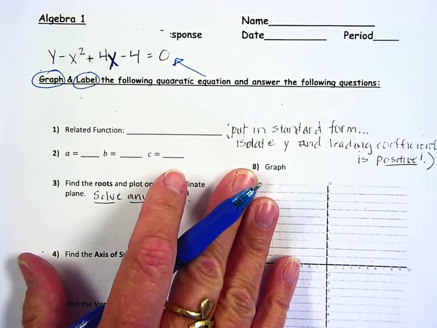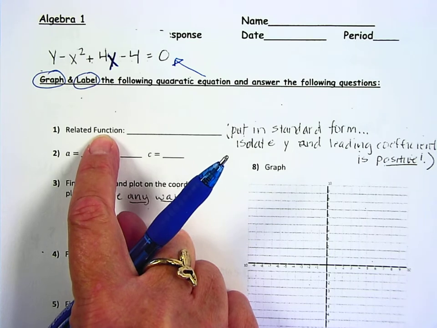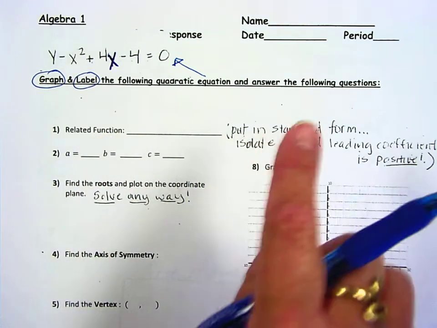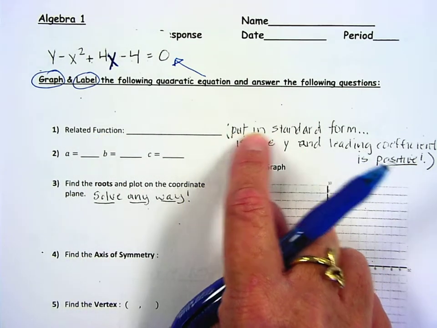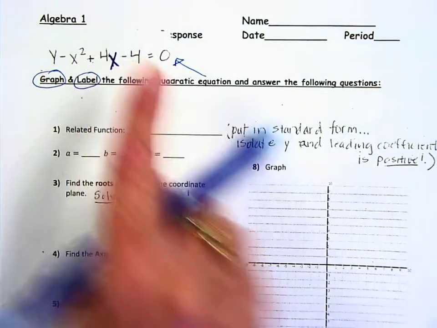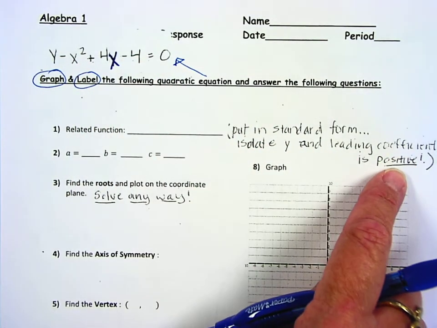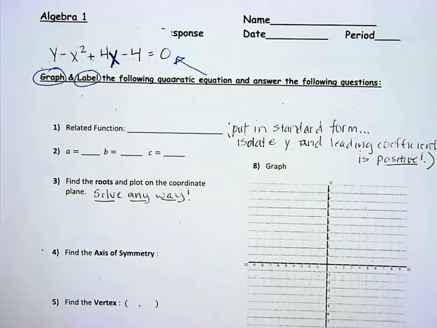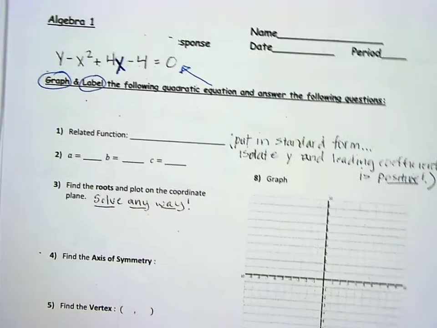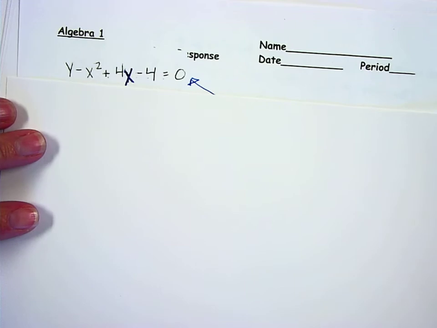So the first thing it says is, what is the related function? And I put a little note to you to put this in standard form, isolate y, and make sure your leading coefficient is positive, if you can. So what we're going to do is get y all alone.